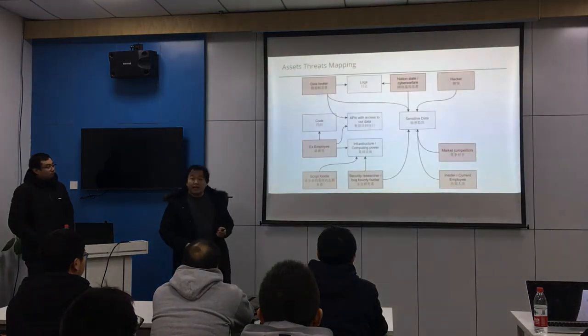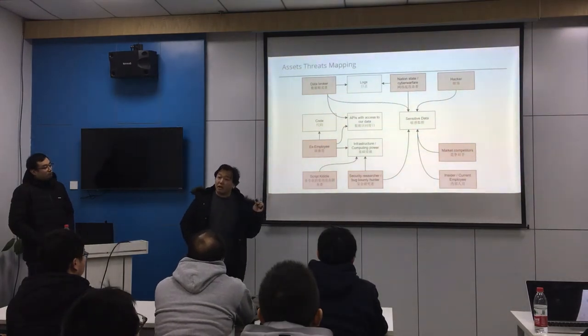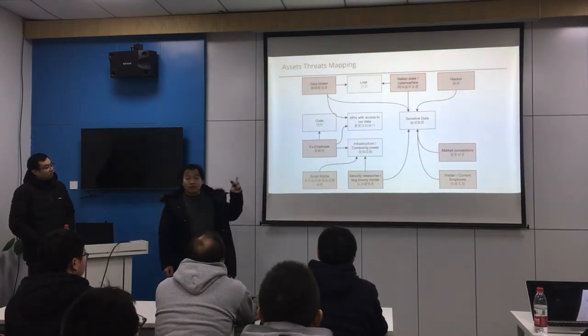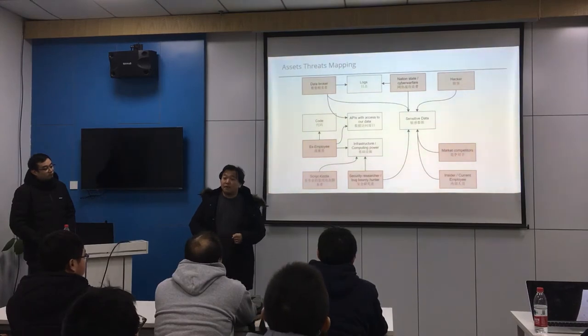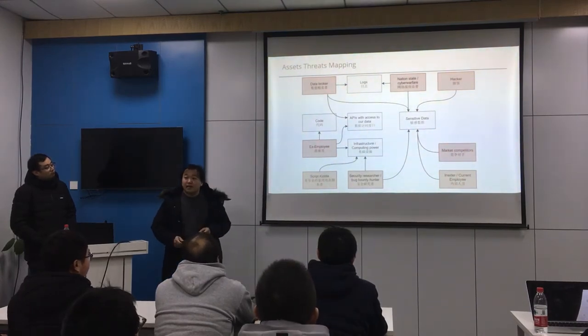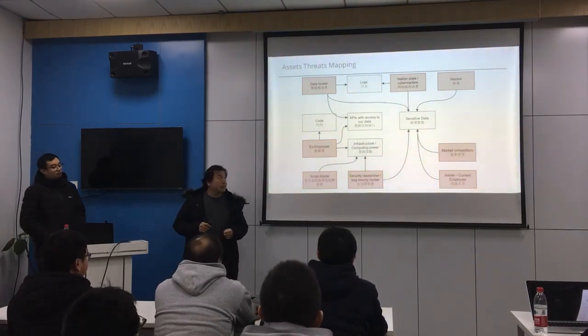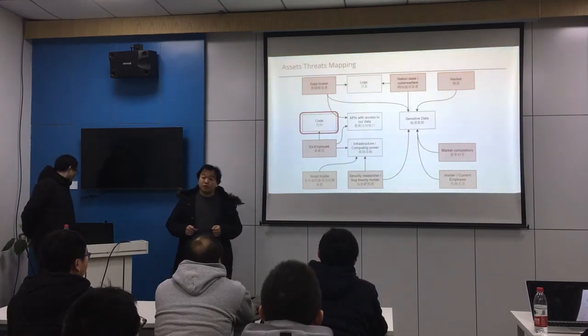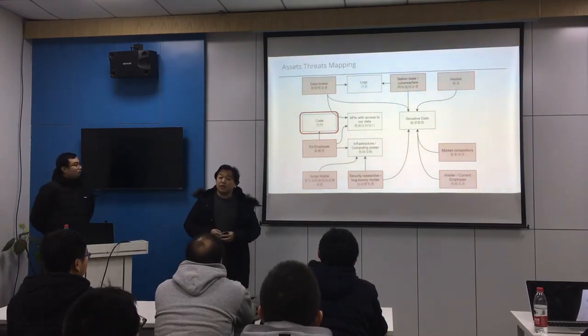You actually start from the asset threat map. We already have this threat model before. So by using this asset threat map, first you look at the assets and you choose one of the assets. For example, we choose code. Code is something that you want to protect.